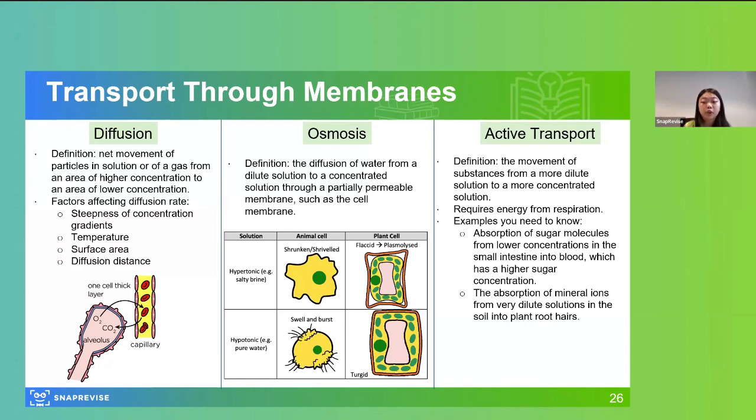Second one will be the absorption of mineral ions. Usually there's very, very little mineral ions in the soil. And because plants need those mineral ions, they're going to go from a low concentration in the soil up into the plant root hairs. Plant root hairs have a large surface area that allows them to absorb these mineral ions very, very easily. So that's just one adaptation. But essentially, it goes from a low to high concentration into the plant root hairs. Okay. That is transport through membranes.